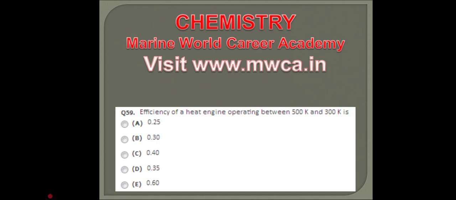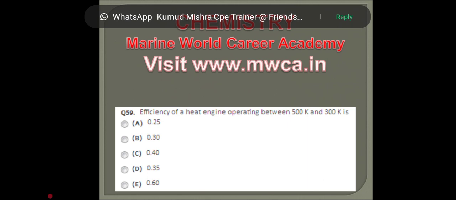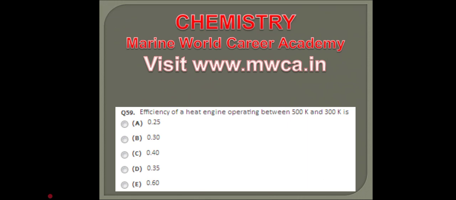Next question 59. Efficiency of a heat engine operating between 500 Kelvin and 300 Kelvin is option A 0.25, option B 0.30, option C 0.40, option D 0.35, option E 0.60.